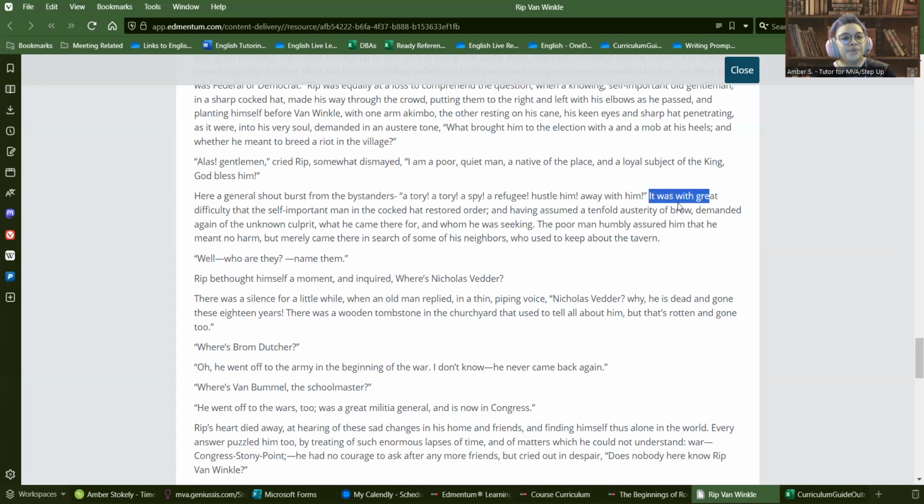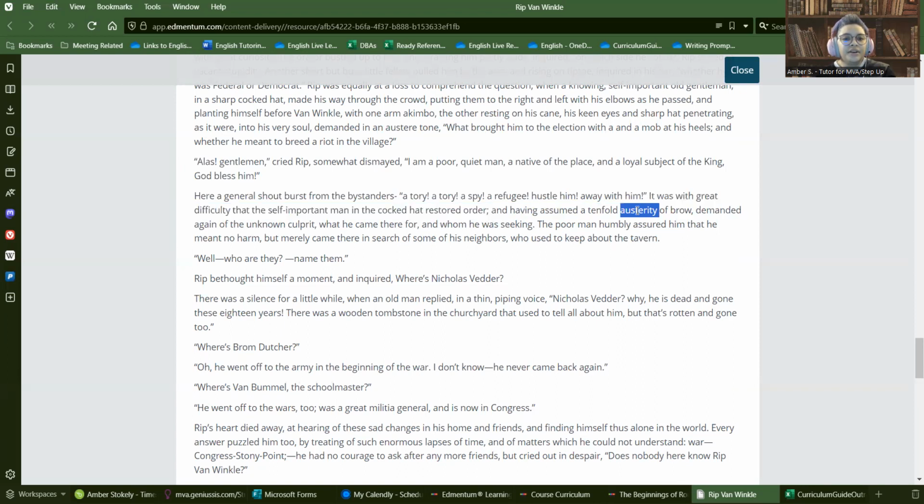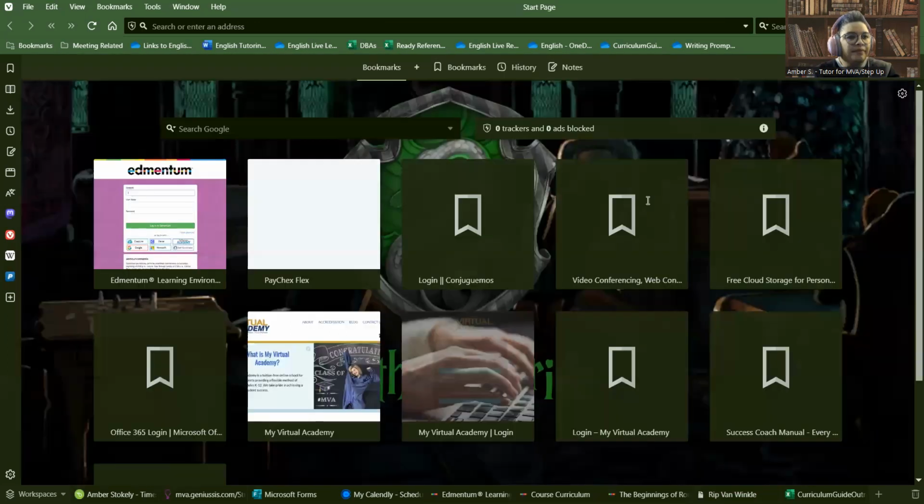So it says it was with great difficulty that the self-important man in the cocked hat restored order. So everybody was disrupted and had to be calmed down. And having assumed a tenfold austerity of brow, demanded again of the unknown culprit what he came there for and whom he was seeking. So it says austerity. Austerity is kind of like seriousness. And we'll look it up just to make sure.